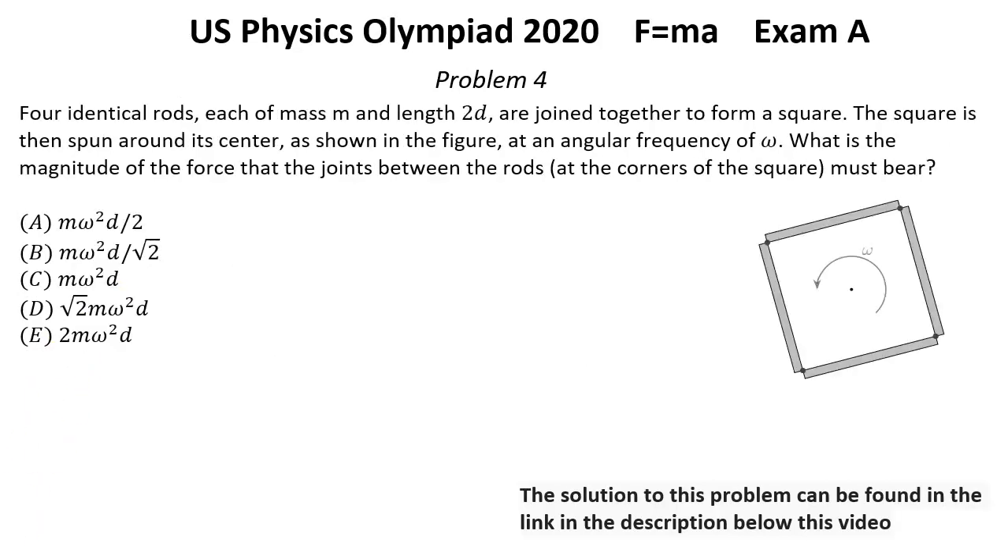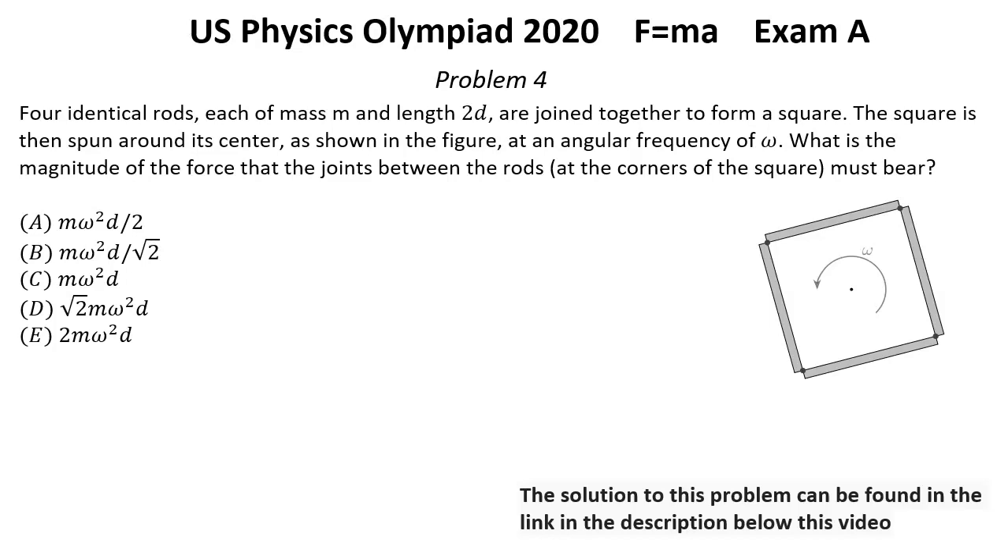Problem number 4. 4 identical rods, each of mass m and length 2d, are joined together to form a square. The square is then spun around its center as shown in the figure at an angular frequency of omega. What is the magnitude of the force that the joints between the rods at the corners of the square must bear? Solution for problem number 4.